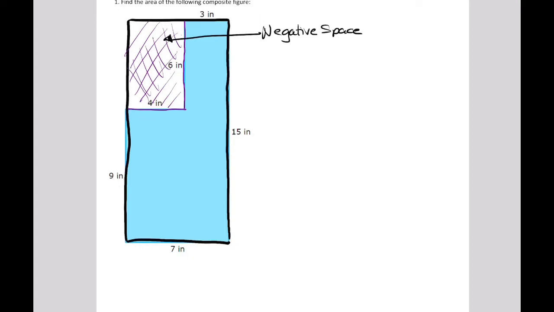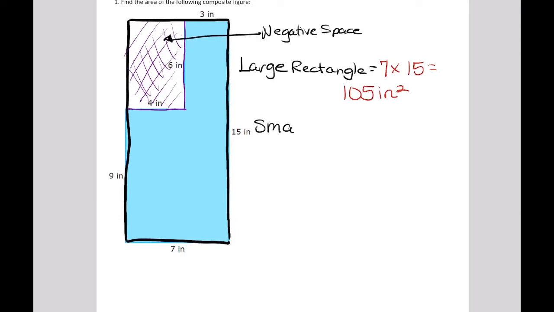So what you could do is find the large rectangle area, and write that down. Well, the large rectangle is going to be 7 by 15, which is 105 square inches. And then you can find the negative space, the smaller rectangle. You're going to do 6 times 4, that's 24.